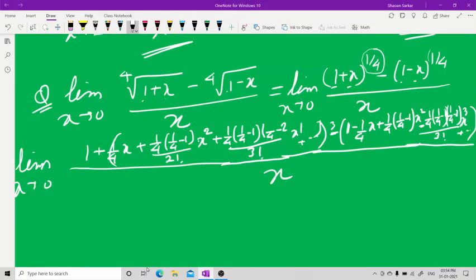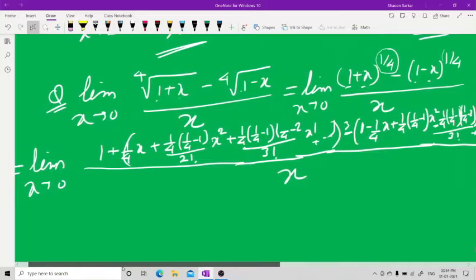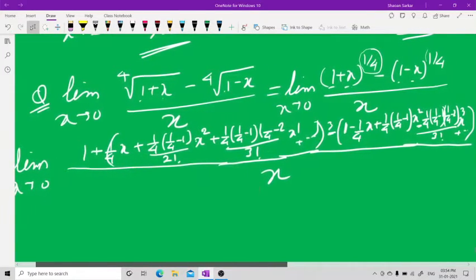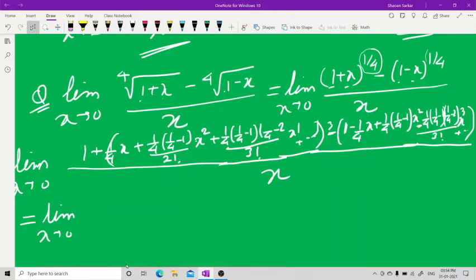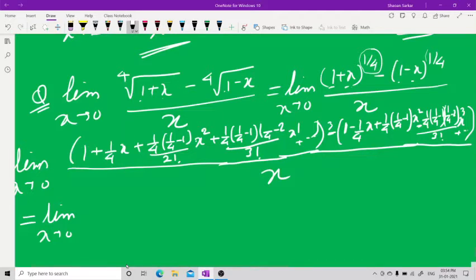Now let's see this. The whole thing is here for you. Now this will become limit x tending to 0, open up the things. There was some mistake here. This bracket should come here. Yes, now it's okay.